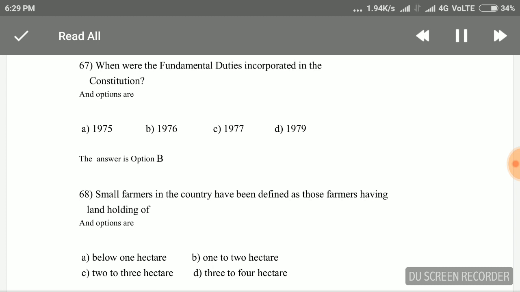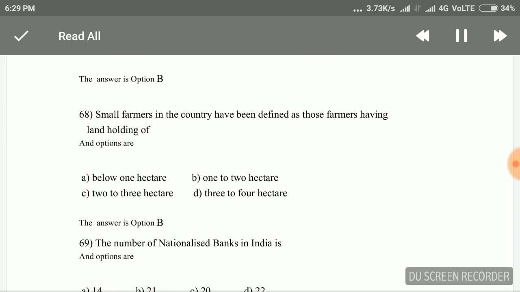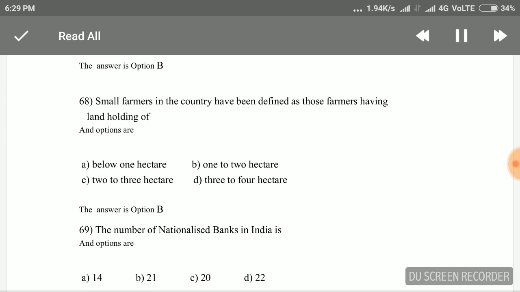68. Small farmers in the country have been defined as those farmers having land holding of, and options are A. Below 1 hectare, B. 1 to 2 hectare, C. 2 to 3 hectare, D. 3 to 4 hectare. The answer is option B.